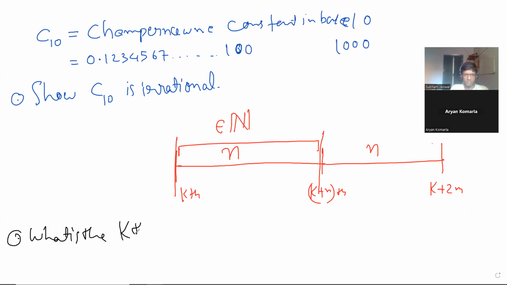I actually looked it up online. This same question, what is the kth digit of C10? It appeared as a question in Project Euler, which is a coding competition. They gave code to find the kth digit, but as a formula, I don't think it's on the internet.